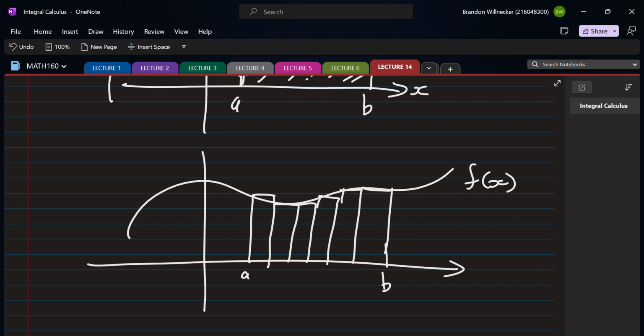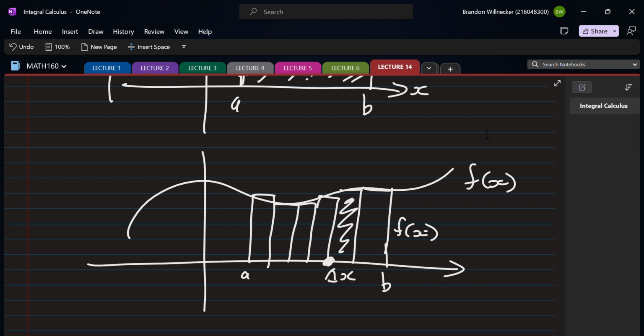Here we just have a few rectangles, with a little width we call delta x, and the height of each one is given by f of x at that particular point. So let's say at this point here. We know how to find the area of a single rectangle. Let's say this one here. The area of that rectangle is just the base times the height. Now we've got a number of rectangles, so the area is just going to be the sum of them.